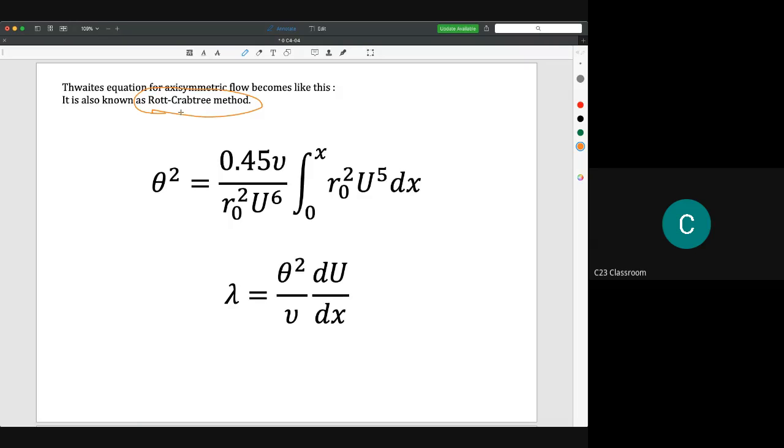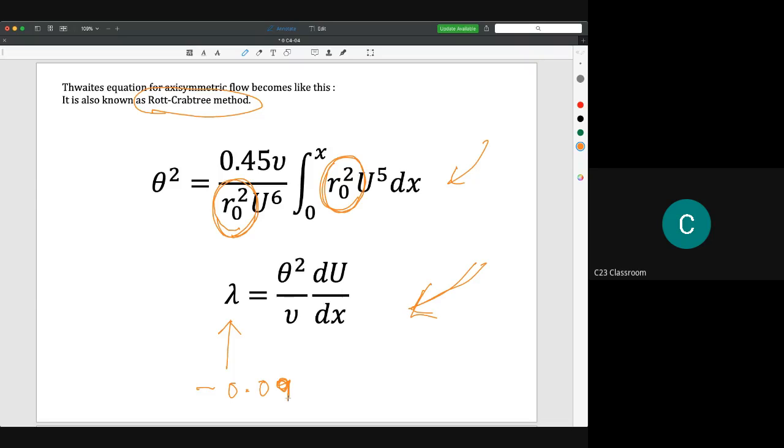So we have two basic equations, which is the momentum thickness theta square here, and also the value of lambda. The only difference is the value of r square being added in the equation. So we have the r naught square here. We still have the value of lambda, which is still the same, and the limit of the separation is negative 0.09. So there is no difference in terms of limit, and no difference in terms of the value of lambda.